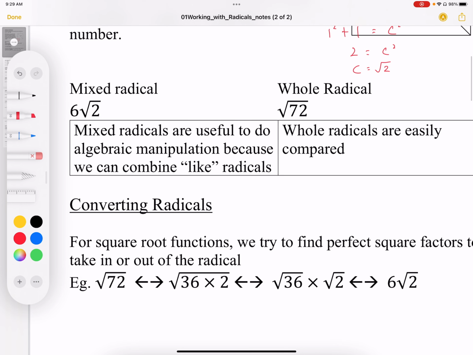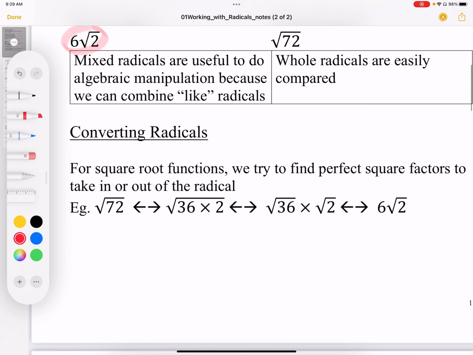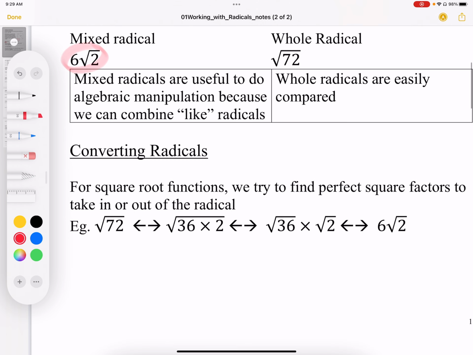The mixed radical is useful because we can do way more algebraic manipulations with them. So in the end we are going to want most things in a mixed radical form. When we do that, we can combine like radicals, and we'll be doing that later, but we can group radicals together in their mixed radical form much easier than we can in their whole radical form. So the first thing we're going to do is convert radicals from their whole radical form to their mixed radical form.